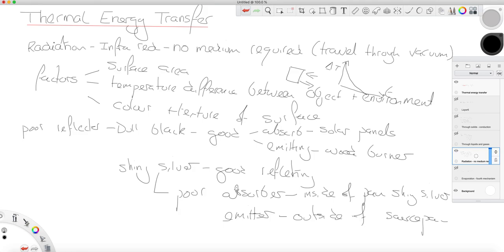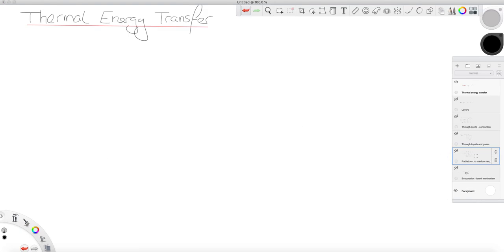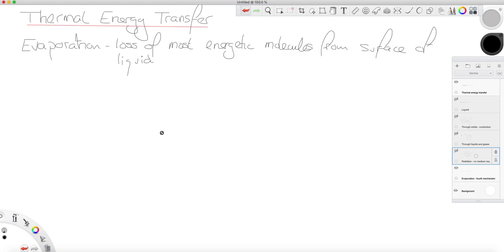So that's the factors that affect radiation: the surface area, the temperature, the colour, and why these colours are good at what they are and poor at what they are. Clearly, if you are absorbing, you're not reflecting. If you're reflecting, you're not absorbing. So that's radiation. There is another mechanism which is really interesting, which is evaporation.